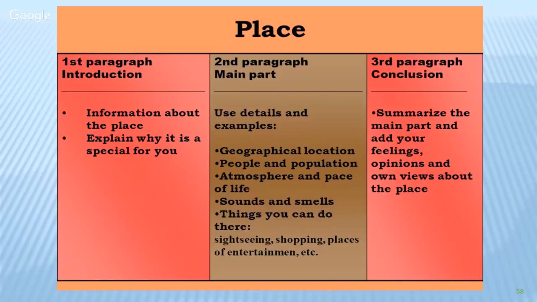Use details and examples. Write the geographical location in the subsequent sentences. People, population, atmosphere and pace of life, sounds and smells, things you can do there, sightseeing, shopping, or entertainment. Write about what kind of place it is.